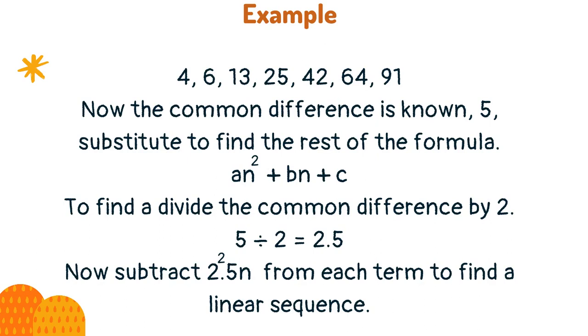an squared plus bn plus c. To find a, divide the common difference by 2. 5 divided by 2 equals 2.5. Now subtract 2.5n squared from each term to find a linear sequence.